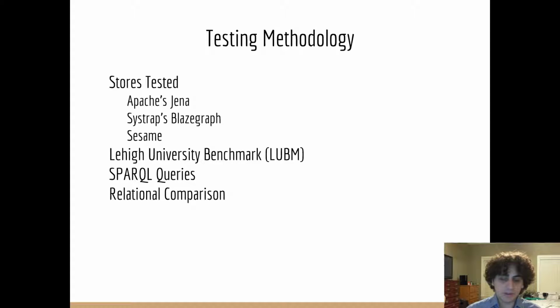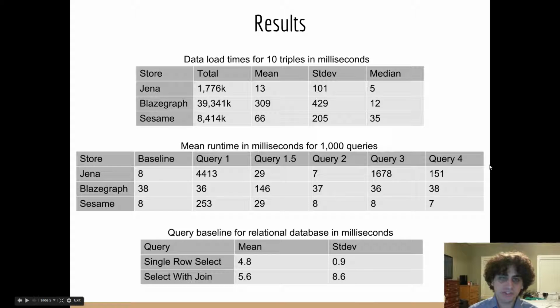And so I loaded the Lehigh University benchmark data into this relational database and wrote a series of SQL queries that attempted to perform the same thing as the Sparkle queries, just to get a rough idea of how well a relational database, which is widely used in this client-side application world, performs. The idea being that if we can approach the same speed as this relational database, it should work just fine. So anyway, here were our results.